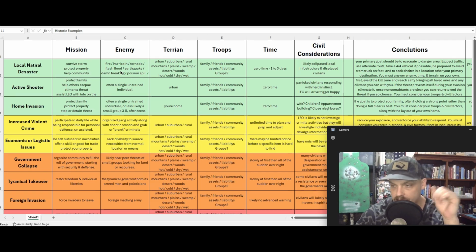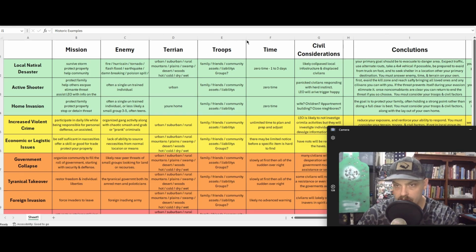Okay, the enemy is the storm itself, right? Which could be a lot of things. Could be fire, hurricane, tornado, flash flood, earthquakes, dam breaking, or poison spills, or factory fires, things of this nature. Terrain, right? I don't know. Where do you live? Urban, suburban, rural? Do you live in the mountains, the plains, the swamps, the deserts, the woods? Is your climate hot, cold, dry, wet? All right, these are different things you're going to have to consider, to take into consideration the supplies and the tools you need.